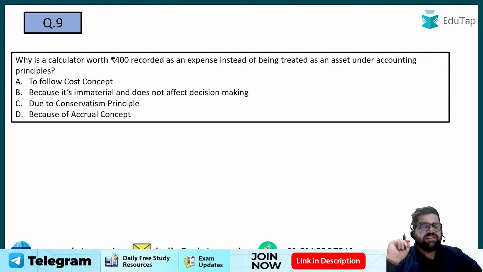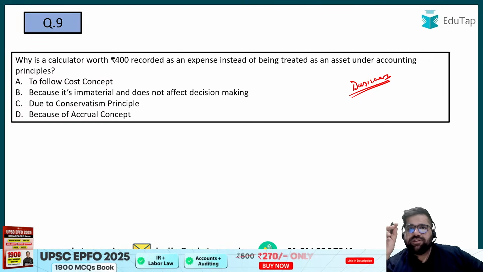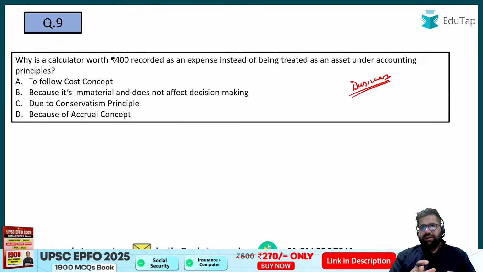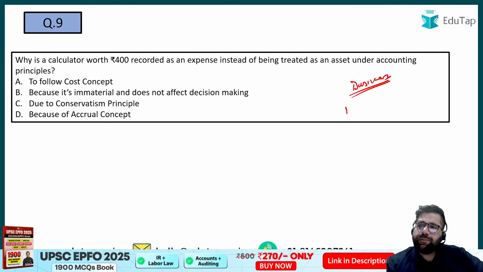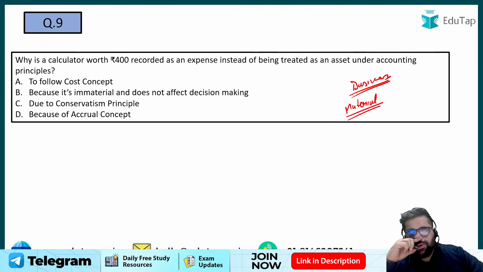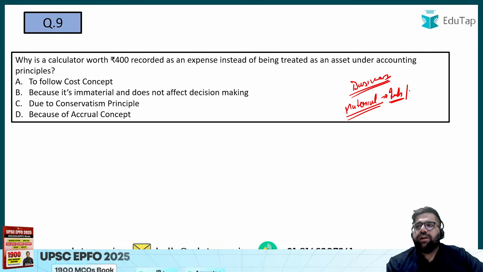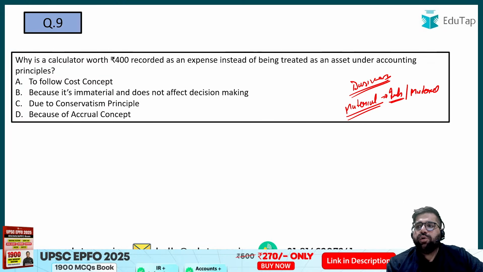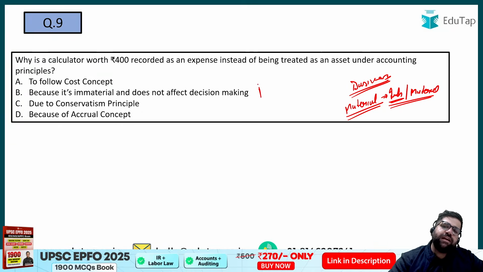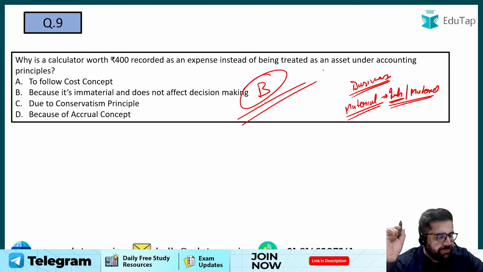See my friends, in business there are hundreds of transactions. For example, if I'm purchasing a samosa for my employees, this is also a transaction, but business rules allow me to club these transactions. So there is one particular principle which is materiality. The materiality principle says that you only have to record important or material information. Do not record those small expenses which you are making. Therefore, the correct answer over here will be option number B.